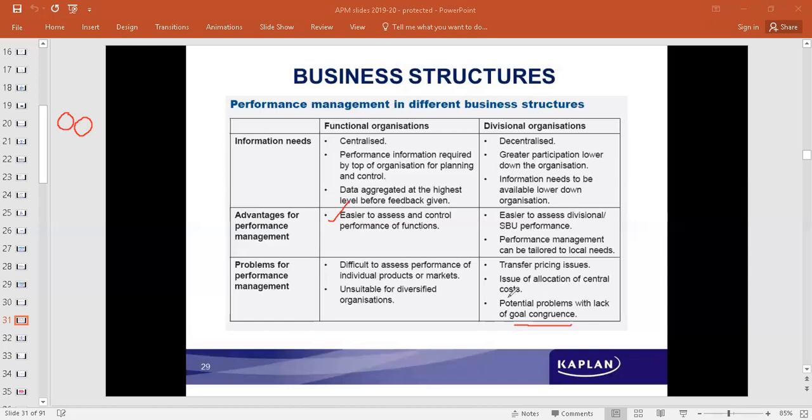Everybody is having their own set of goals, and they are working towards achievement of their goals. They are not focusing on the goals of the organization. So that is a situation which can be considered as a problem with divisional organization. Okay. So as you read through the case, if there is some information related to the business structures, maybe there is a mention that it is a centralized organization, then highlight the problems that are associated with centralized organizations, or if it is a decentralized organization.